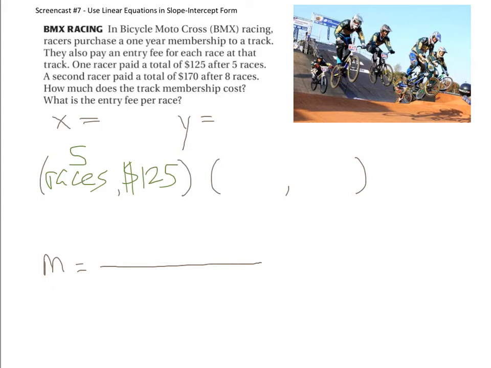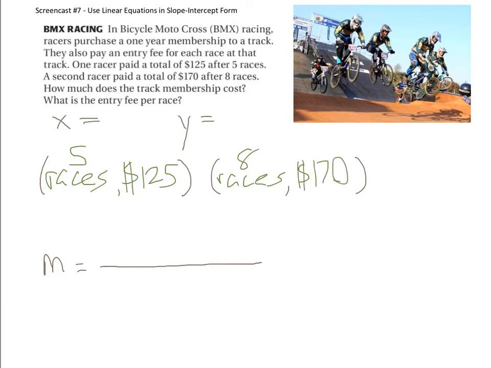Based on that exact same rationale, we could set up a very similar ordered pair based on one second racer paid a total of $170 after 8 races. So you probably see where this is going. If I input 8 races, in other words, if I say, you know what, I'm going to do 8 races, then the person behind the counter is going to say, all right, 8 races, each race costs this much, which we'll find out in just a moment, plus the track membership cost, and you're going to be charged $170.